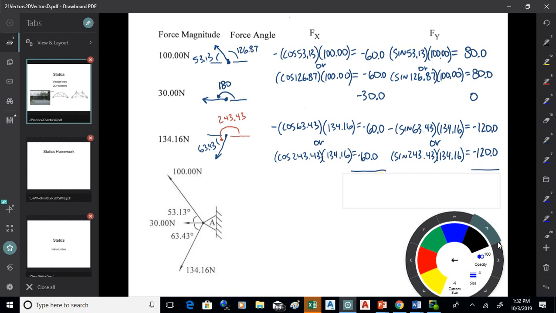Okay, so those are both negative because that vector goes down and to the left. Left is negative, down is negative. Okay, so both components are negative. We're doing all right? Any questions on that?